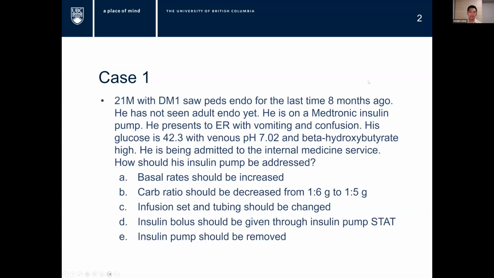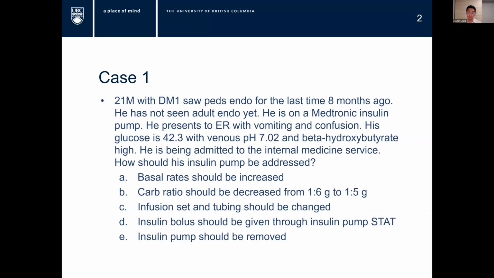So we're going to dive right in with this first case. This is a 21-year-old with type 1 diabetes who saw pediatric endocrinology for the last time 8 months ago. He has not seen adult endocrinology yet. They're on a Medtronic insulin pump and present to the ER with vomiting and confusion. The blood sugar is very high at 42, with a venous pH of 7.02 and a beta hydroxybutyrate that is high. He's being admitted to the internal medicine service.